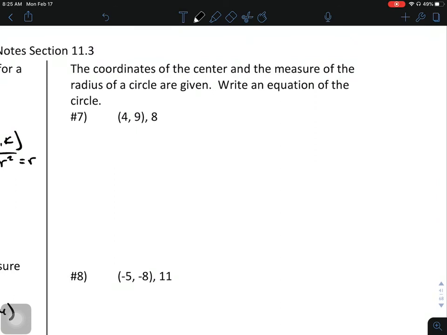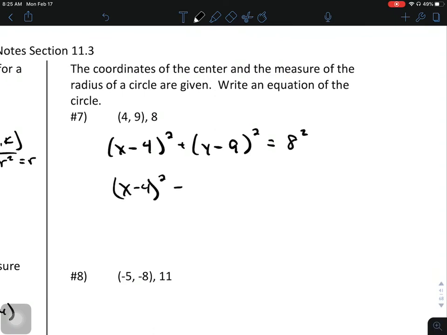The coordinates of the center and the measure of the radius of a circle are given. Write an equation of the circle. Well, it's supposed to be x minus the x value of the center squared plus y minus the y value of the center squared equals the radius squared. So the coordinates are (4, 9), and the radius is 8. That makes this the difference of x and 4 squared plus the difference of y and 9 squared equals 64.